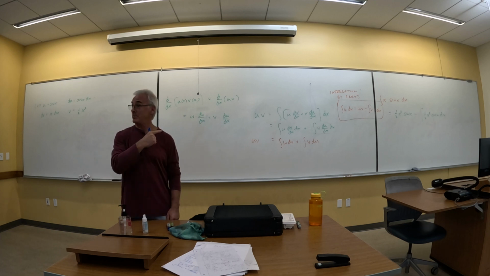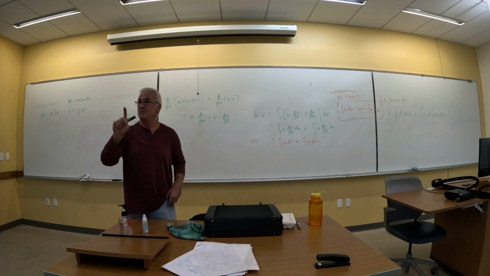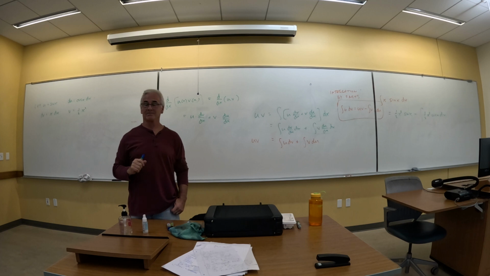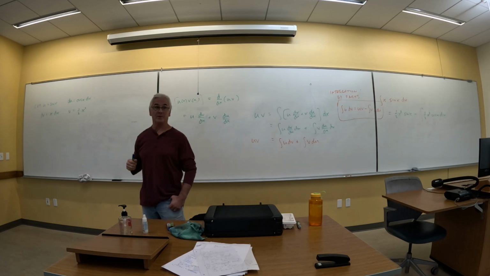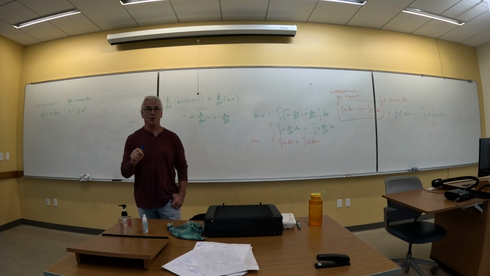What did we do in this problem? We chose poorly. That doesn't mean we can't do this problem. That means we have to change our choice. Meaning, I'm going to pick u to be the other variable. When you do an integration by parts problem and it doesn't work, it doesn't mean you did it wrong. It means you chose poorly.